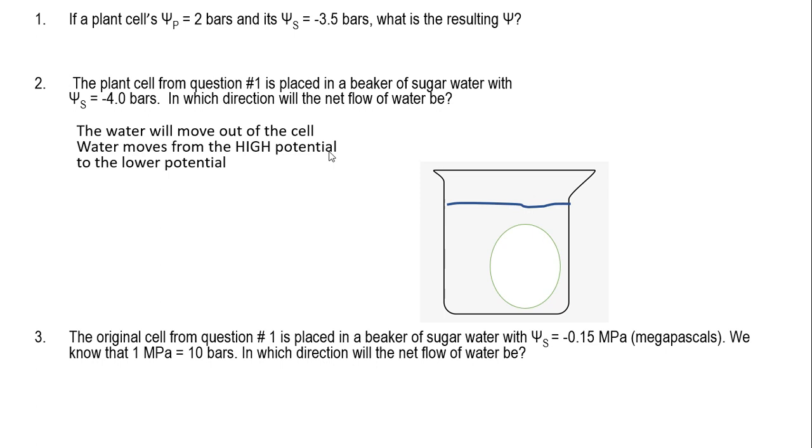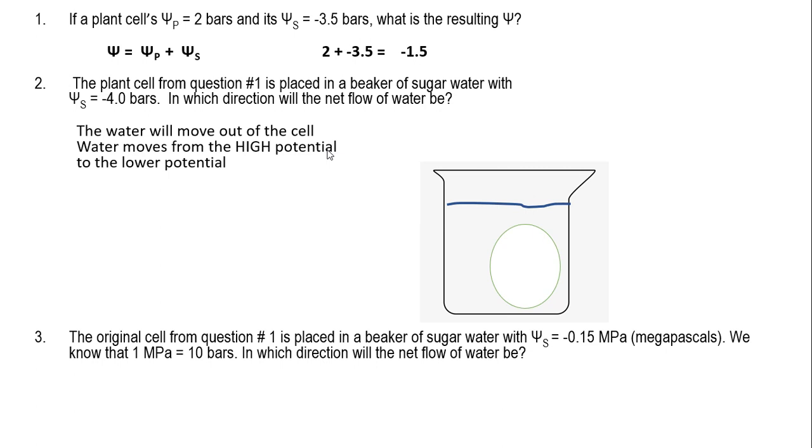Now, if you do your basic arithmetic, and if you remember this from 5th grade math, 2 plus negative 3.5 is going to give you a smaller number because you're going to subtract 3.5 from it. So what you should get is negative 1.5, because 3.5 is a negative number, and you're subtracting that from 2. So that brings you down to the negative side. So that is the resulting solute potential, I'm sorry, water potential.